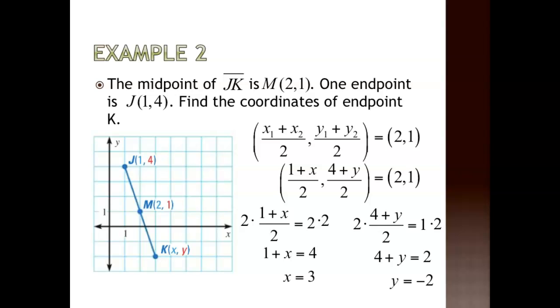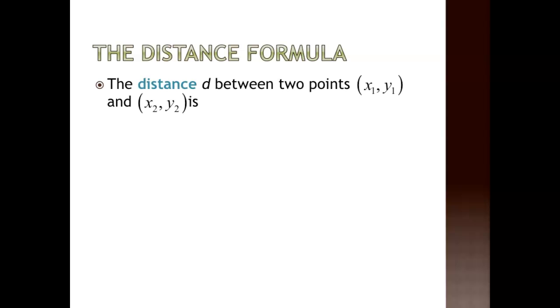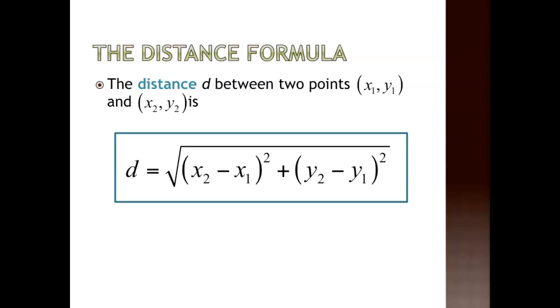All right, now let's talk about the distance formula. So the distance formula, which is the distance between 2 points x1, y1 and x2, y2, is given by this formula. So d, the distance, is equal to the square root of x2 minus x1 squared plus y2 minus y1 squared. And this is actually coming from the Pythagorean theorem.